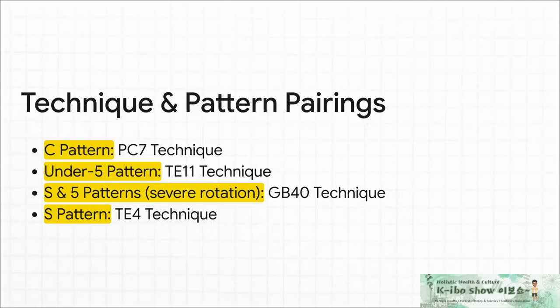And you see this lock and key logic all over the place. A C pattern corresponds to the PC7 technique, an under 5 pattern calls for TE11, and got severe rotation in an S or 5 pattern, you're using GB40. The whole point is that there's no guesswork. The diagnosis itself gives you the roadmap for the treatment.